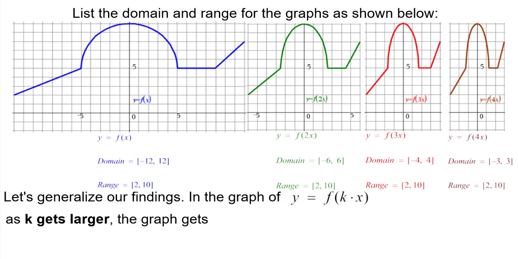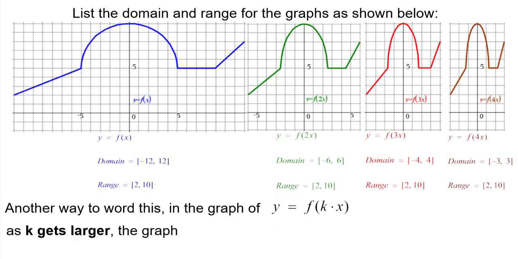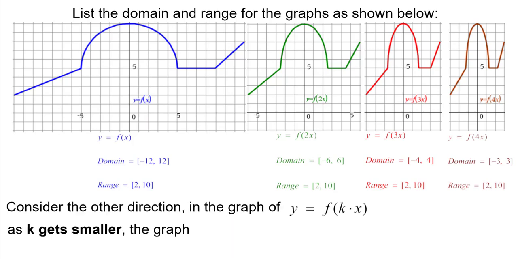Generalizing our findings, as k gets larger again of f of the quantity k times x, the graph gets narrower, or you can say the limited domain gets smaller, but the range remains unchanged. Another word to use is as k gets larger, the graph compresses in the horizontal direction. Going the other direction, if we go from 4 to 3 to 2 to 1 for the coefficient of x inside the f function, it expands in the horizontal direction, or gets wider in this case.